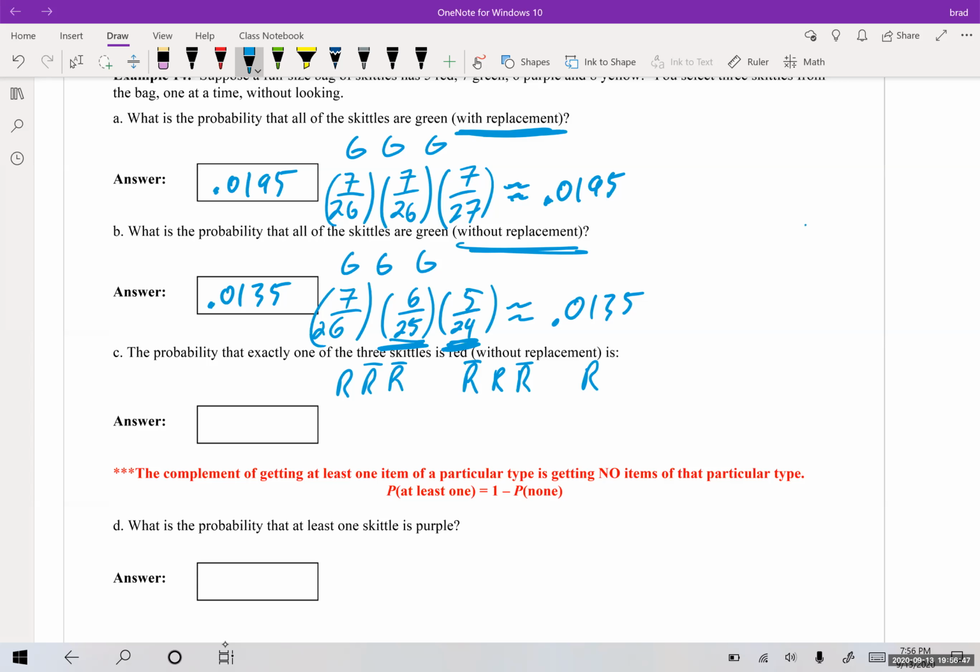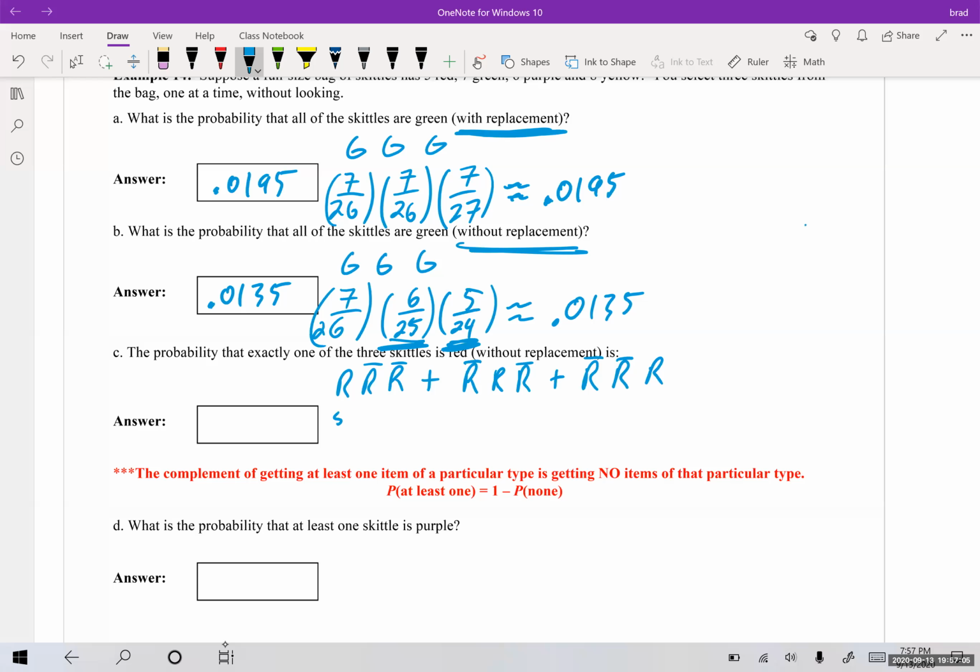Then there's another situation where we could get not red, and then we could get red on our third draw. And these are the only 3 situations where we could get red one time exactly. We don't care what the other color was as long as it wasn't red. So we're just going to do plus and add all these up.